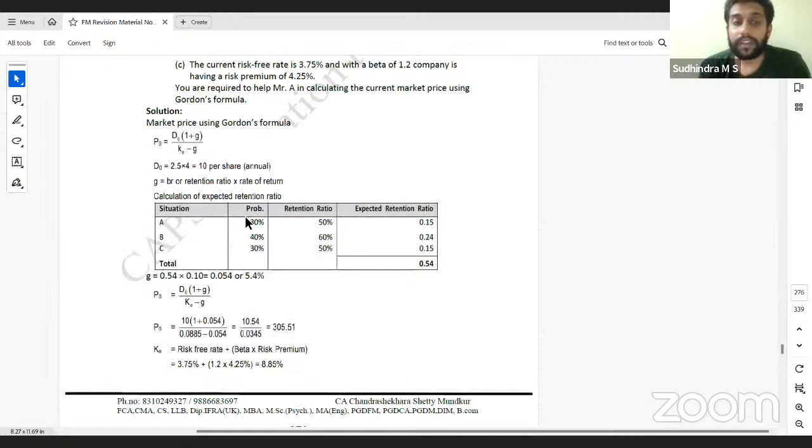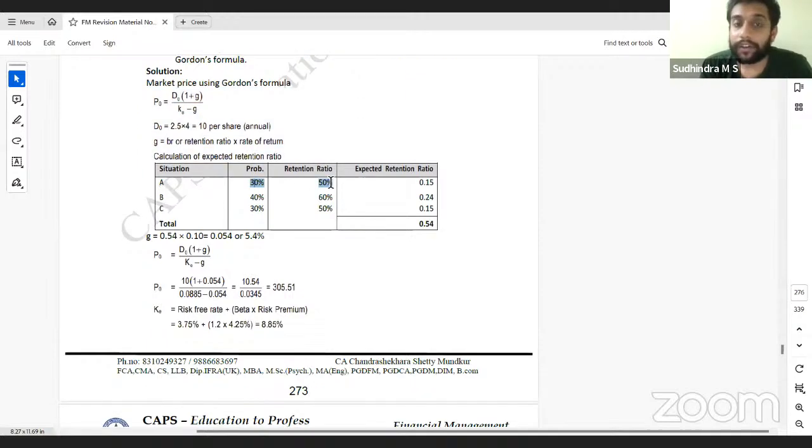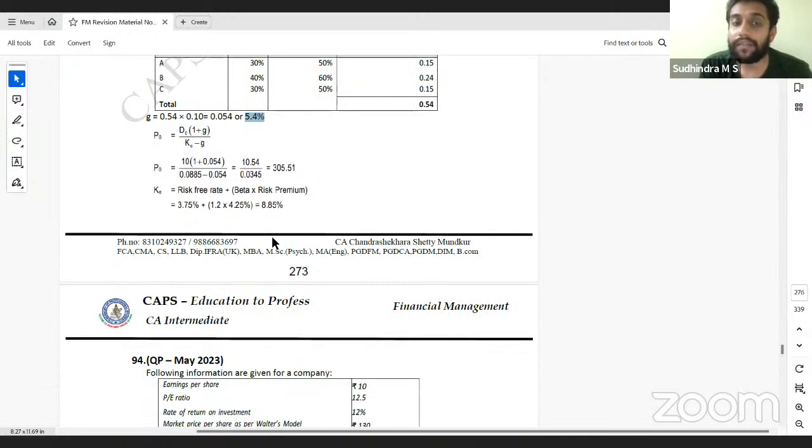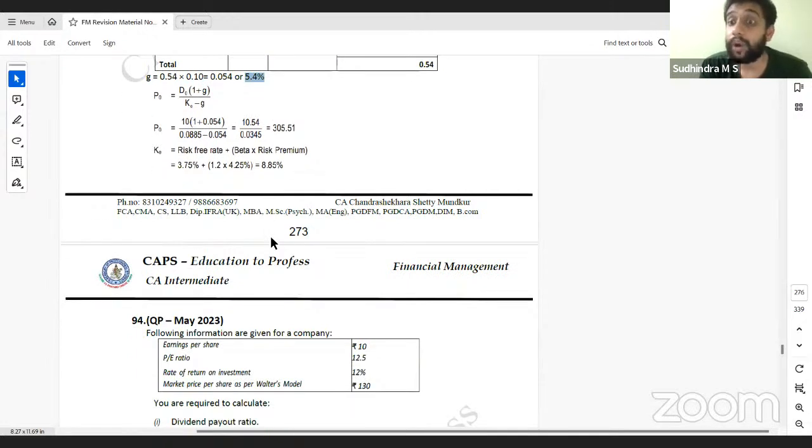So current market price. First, calculation of retention ratio. In Gordon's model, you want b, right? Retention ratio. So 30% into 50%, 40% into 60%, 30% into 50%. Expected retention ratio is 54%, 0.54. Sorry, 0.54 retention ratio into 0.1, the rate of return. Growth rate is 5.4%. Apply the formula, we'll get the what? Market price. We'll get the market price under Gordon's model, right?